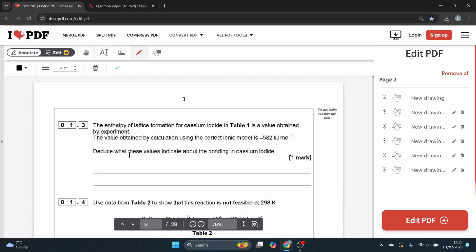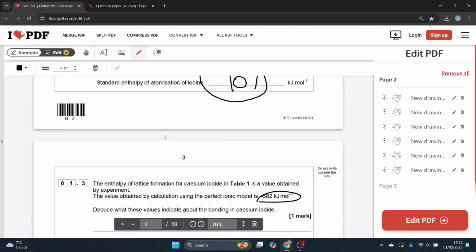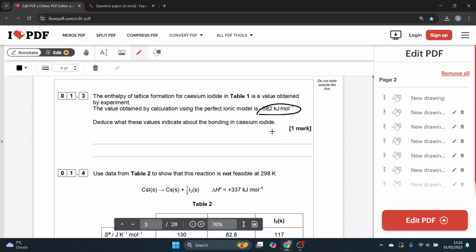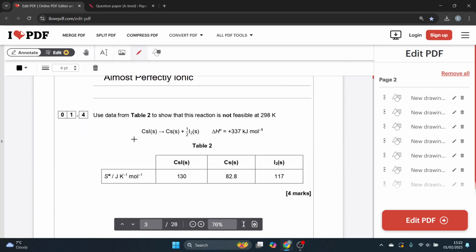Deduce what these values indicate about the bonding in cesium iodide. The value obtained by calculation using the perfect ionic model is this of the enthalpy of lattice formation for cesium iodide. The enthalpy of lattice formation for cesium iodide is minus 585. Using a perfect ionic model it should be minus 582. So it is almost perfectly ionic. That's not a big difference, only 3. If it was like minus 500 or minus 585, then it would contain some covalent character.